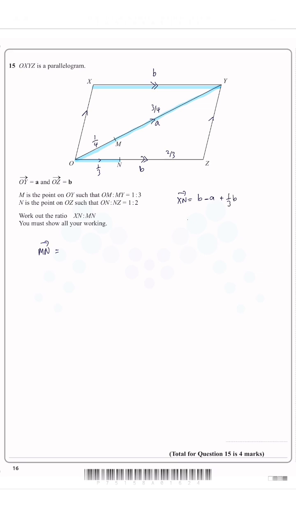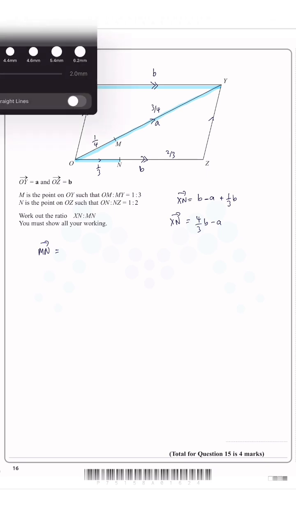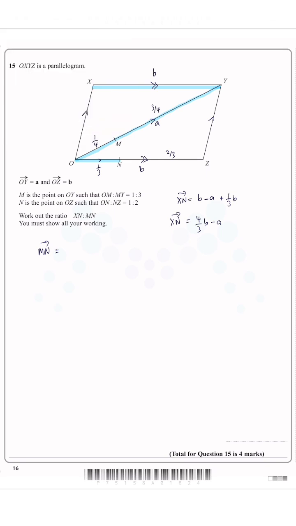So if I collect b plus 1/3 b, it becomes 4 over 3b minus a, and that is your vector x to n. Now for m to n, I just change the color and I'll show you the way as well. Change it to red. So if I was to go along this way over here and go across over here, now I'm looking at two vectors. So it's going to be minus 1/4 a plus 1/3 b.